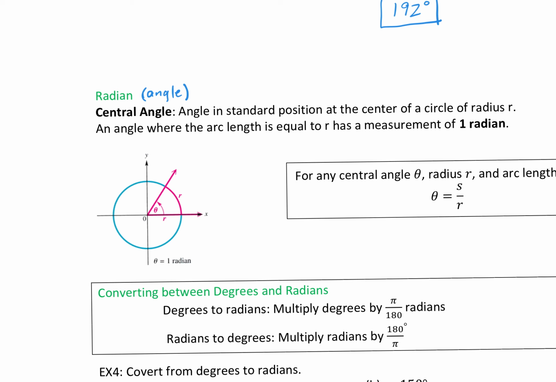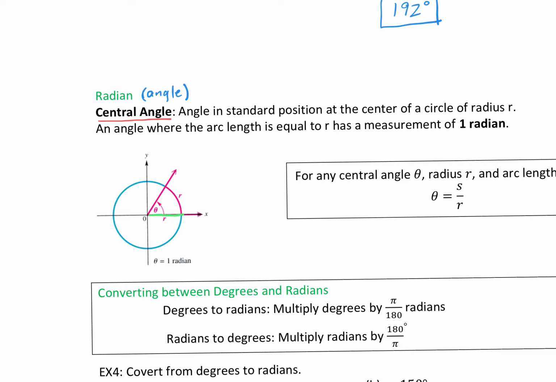When we talk about radians, we're going to look at what we call a central angle. A central angle is the angle that you see in this diagram below. It's just an angle that's in standard form, and it intersects a circle. In this diagram, this particular circle has some radius r.